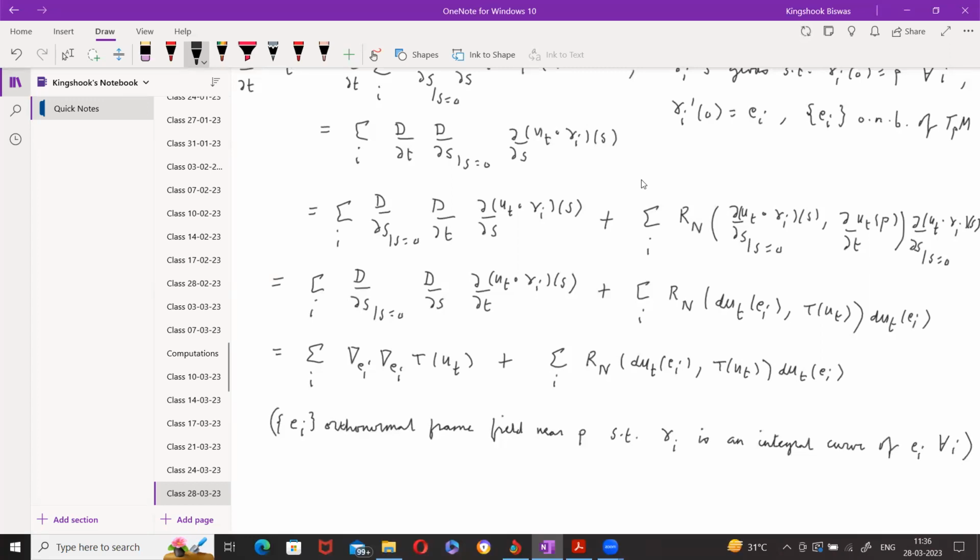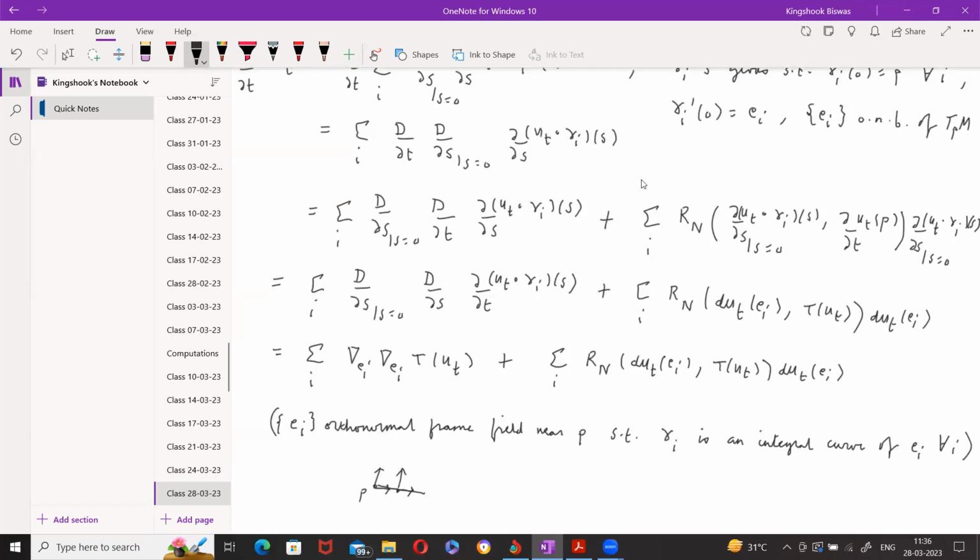Remember how you get such a frame field? You take the basis at the point P, and then you parallel transport this basis along all directions passing through P, right? That gives you a frame field. So in particular, when you parallel transport along the directions EI, starting at P, that means you're just parallel transporting along gamma I.